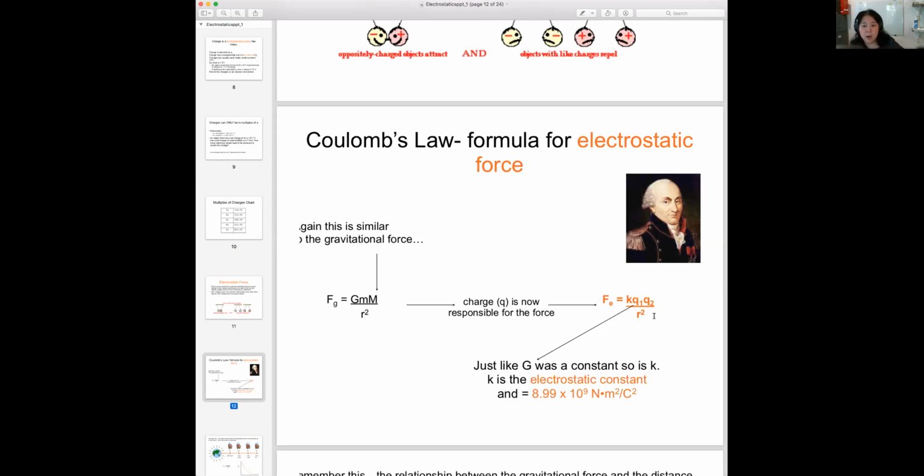This formula of electrostatic force, Coulomb's law, looks very, very similar to the gravitational force that we just learned. The universal law of gravitation says G, the universal constant, times the product of two masses divided by R squared. So they're very, very similar.